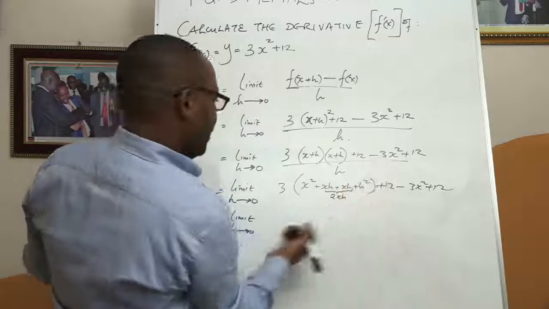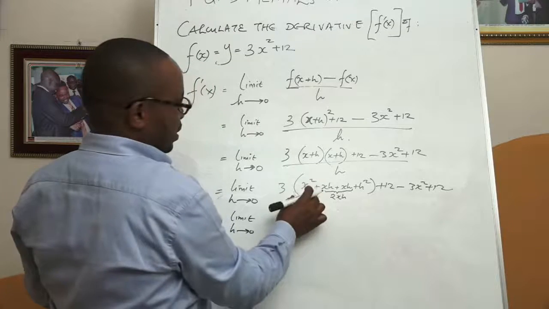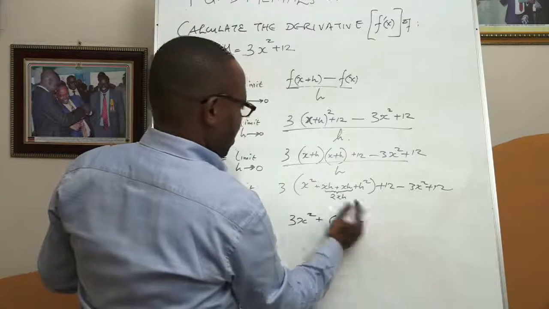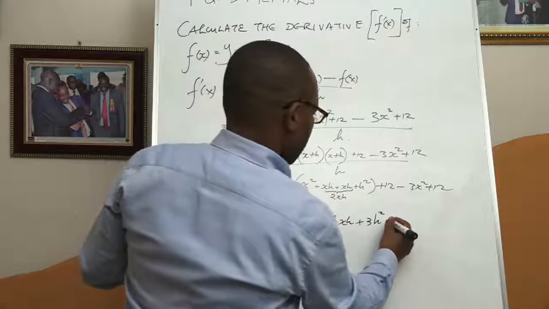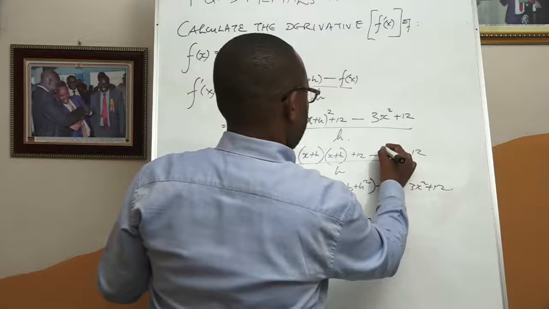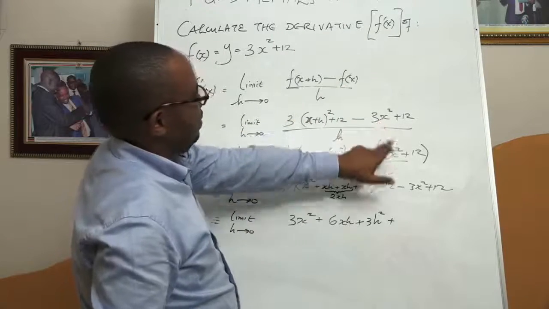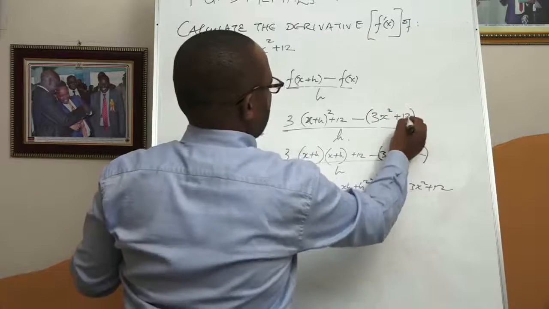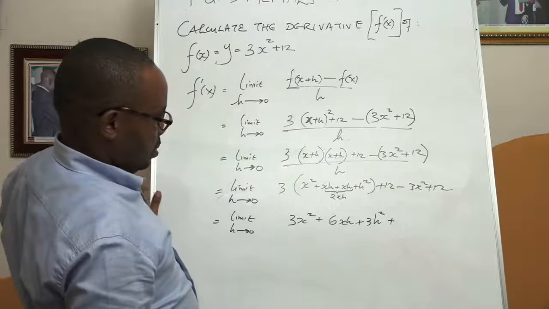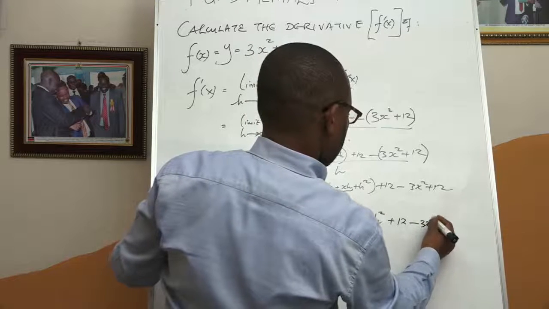2xh, this one. So open the bracket. It will be 3x squared plus 3 times 2xh, that is 6xh, plus 3h squared, plus 12. But there was a bracket there because this is function x plus h minus function x. It's within a bracket. So that is minus 3x squared minus 12.